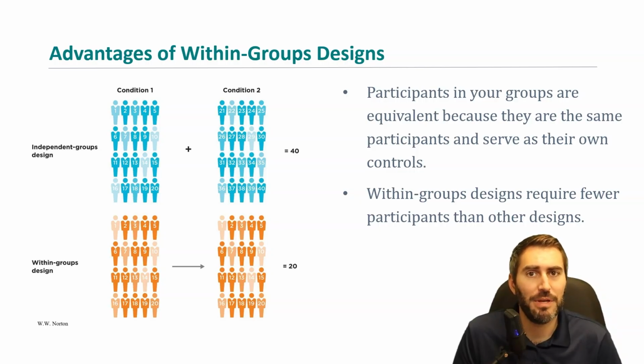If you want 20 people in each condition, but you use an independent groups design, you need 40 unique individuals. But in a within groups design, you only need 20 people because each person is in both conditions.